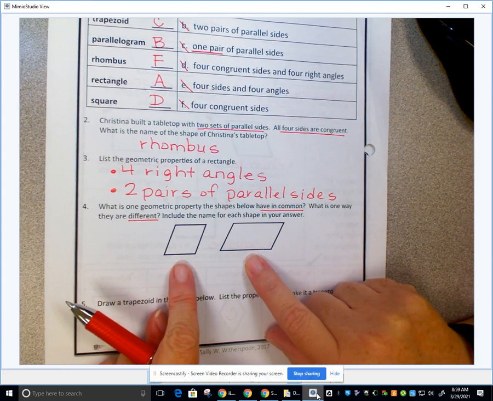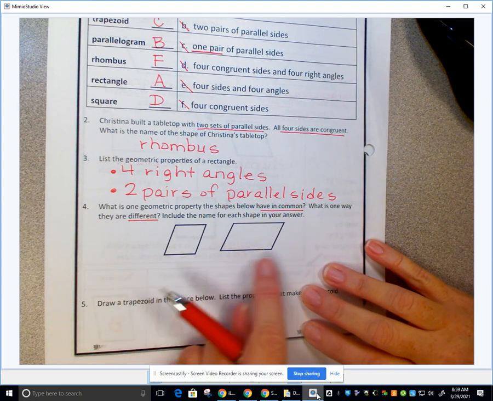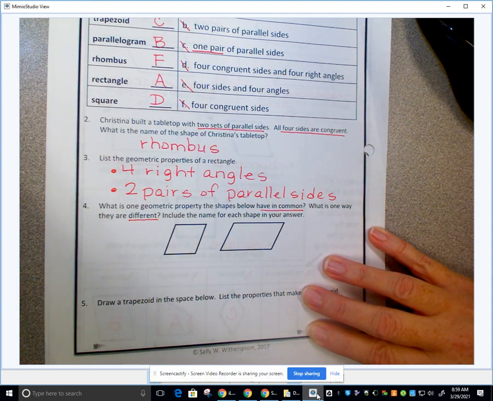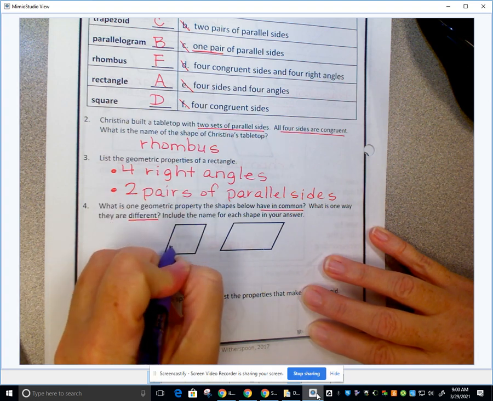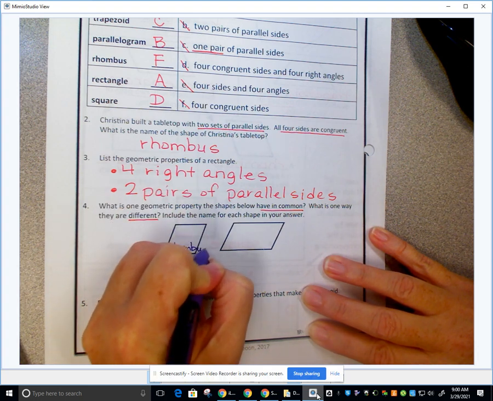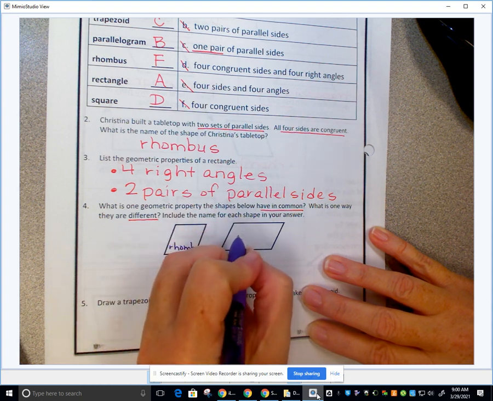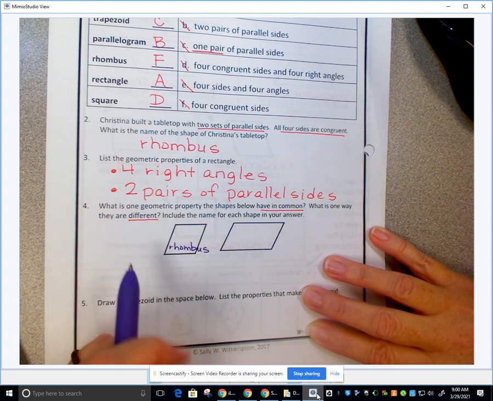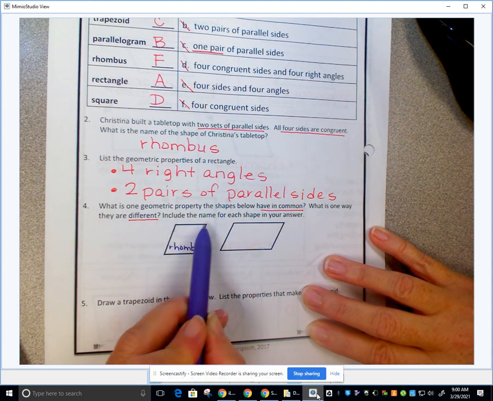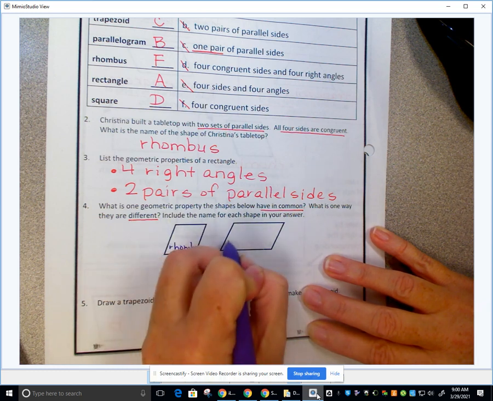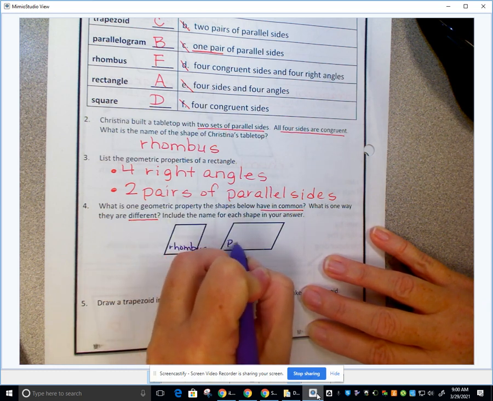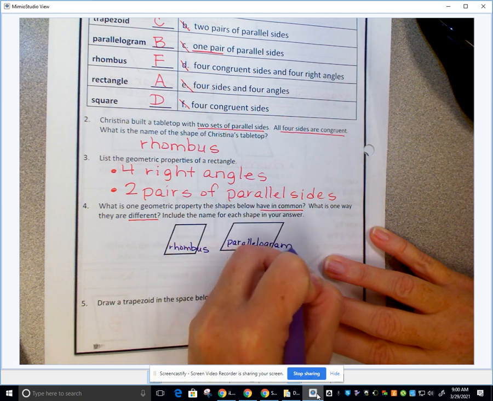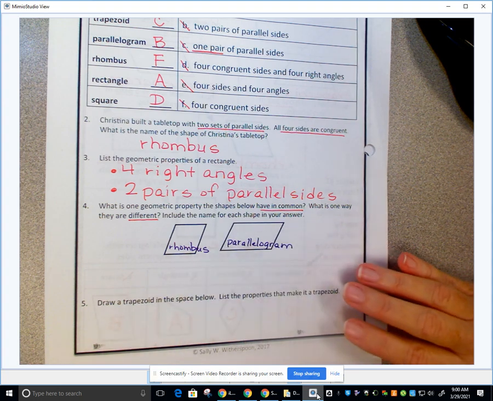Well, let's look at these. Let's name these. All right, this is going to be a rhombus. Rhombus. Remember, a rhombus looks like a square that's been flattened a little bit. It has congruent sides and no right angles. And this is a parallelogram. A parallelogram looks like a rectangle that's been flattened, but it has no right angles.